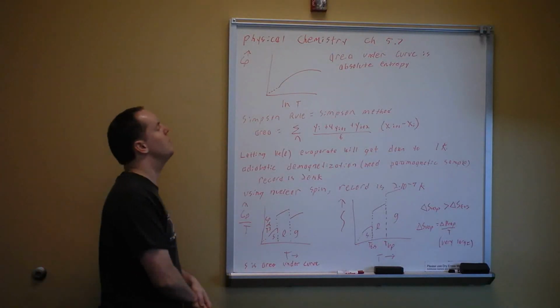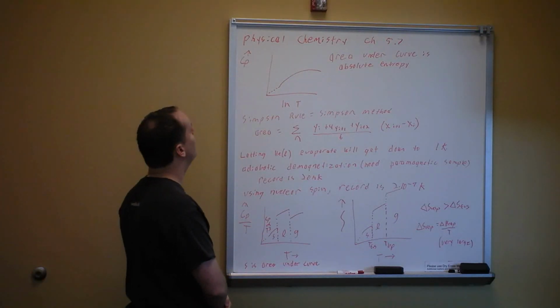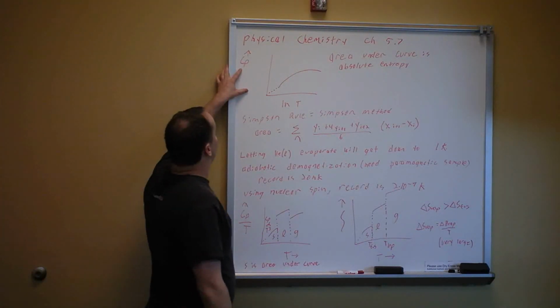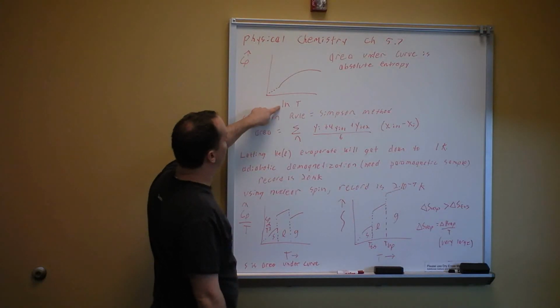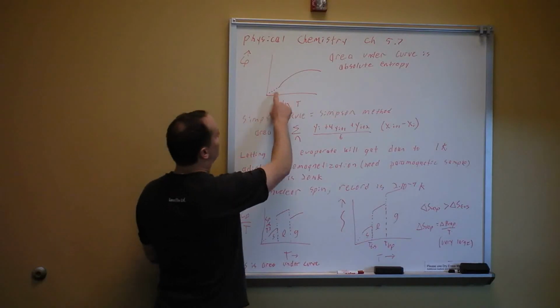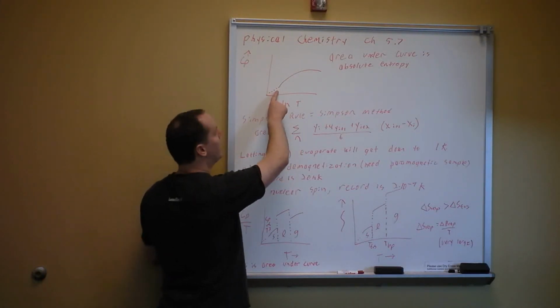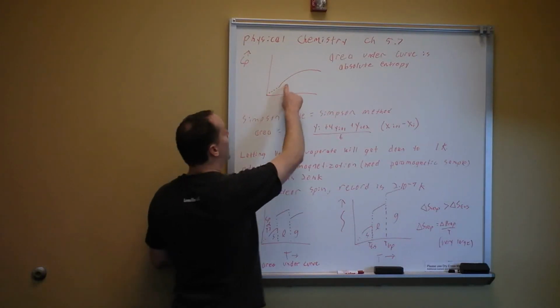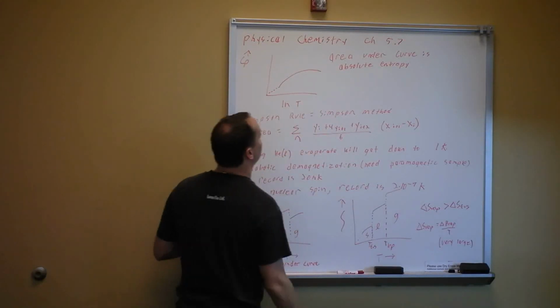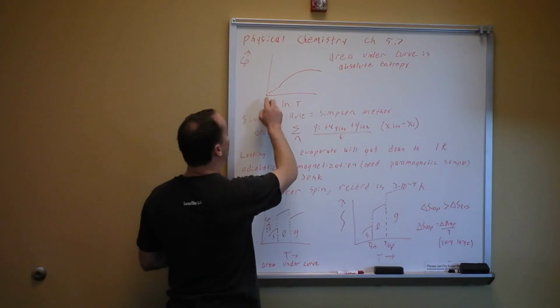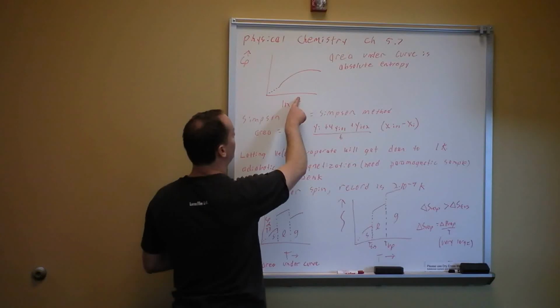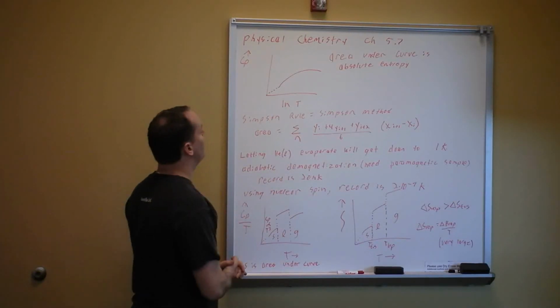Okay, continuing on physical chemistry, chapter 5, section 7. So we have a graph here. Notice the units: heat capacity at constant pressure versus natural log of temperature. The dotted line shows an estimate from that formula we had, maybe A T cubed or something. And then we have the curve for actual data points. If you integrate the area under the curve, starting at temperature equals 0, that's how you find absolute entropy.